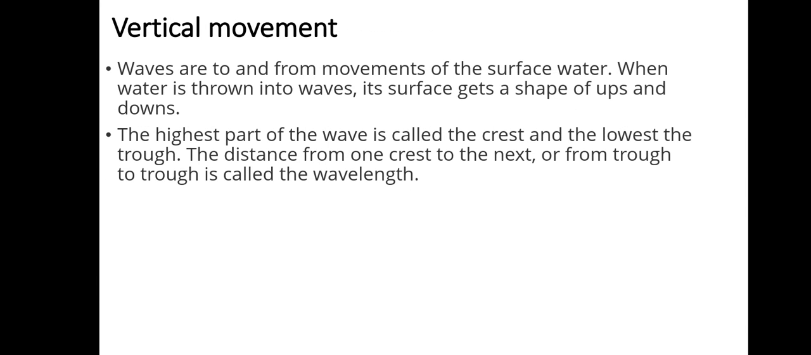Let's see the vertical movements. Here we're talking about the waves. Waves are to and fro movements of the surface of the water, or the up and down movements of the surface of the water. Now when water is thrown into waves, its surface gets a shape of ups and downs. The highest part of the wave is what we call the crest, and the lowest part is what we call the trough. Now the distance from one crest to the next, or from one trough to the other trough, is what we call the wavelength.